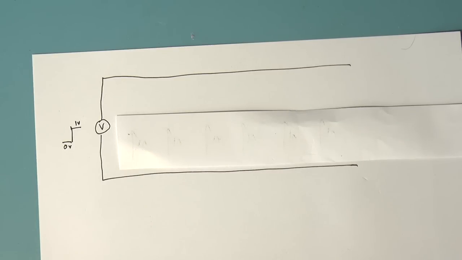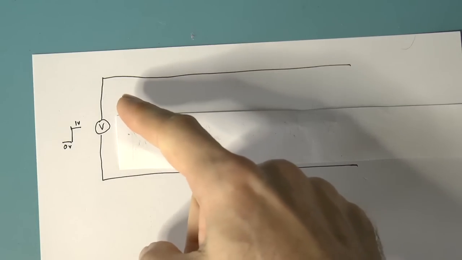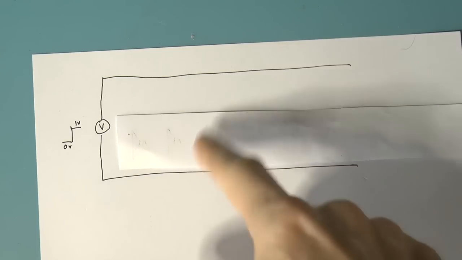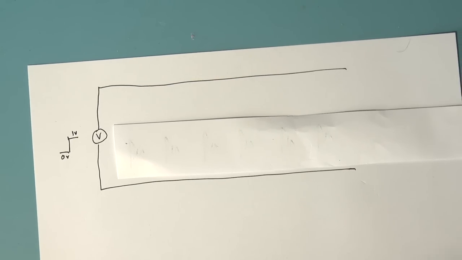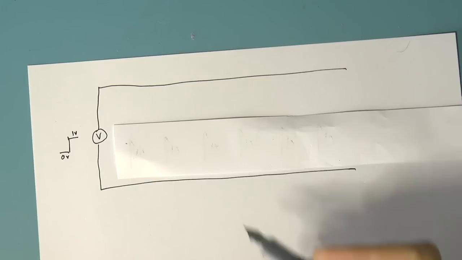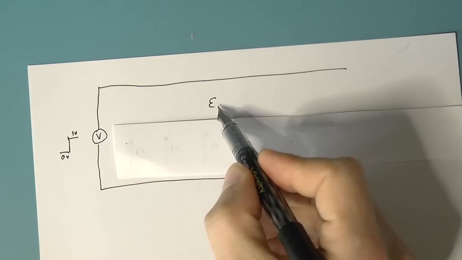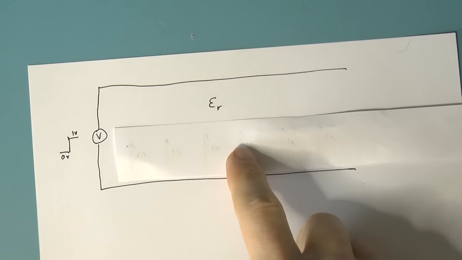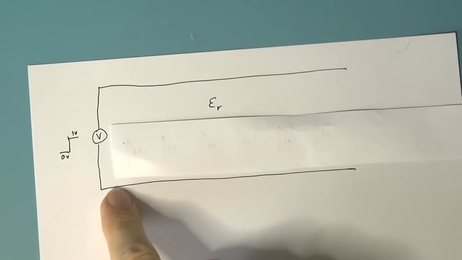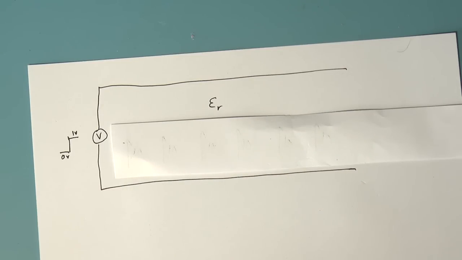Now, it's a little more complicated than that, because when you have something between this conductor that's other than a pure vacuum, then that's called a dielectric. And dielectrics have a certain characteristic called the dielectric constant, which we'll call epsilon sub r. And the dielectric constant tells us how much more slowly than the speed of light an electric field travels down that medium.